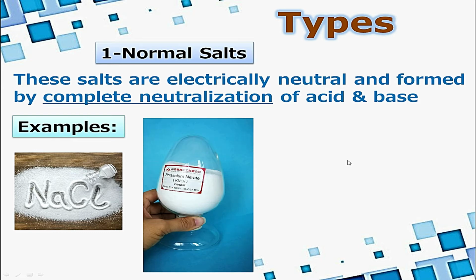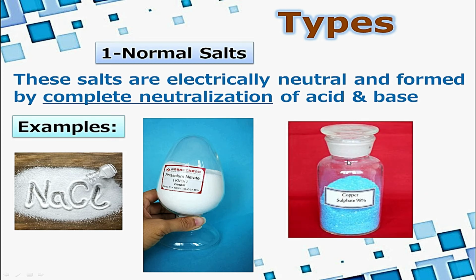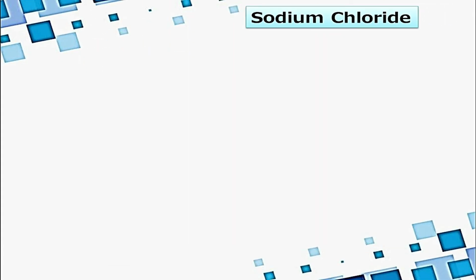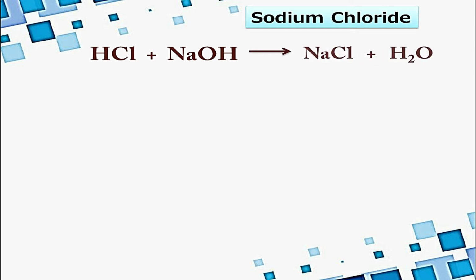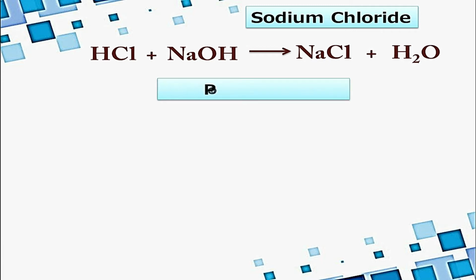Another example is potassium nitrate, formed as KNO3. Another example is copper sulfate. All these are normal salts which are formed by simple complete neutralization reaction. Let's see how these normal salts are formed. Sodium chloride, as I have told you, will form by the reaction of HCl acid and sodium hydroxide base.